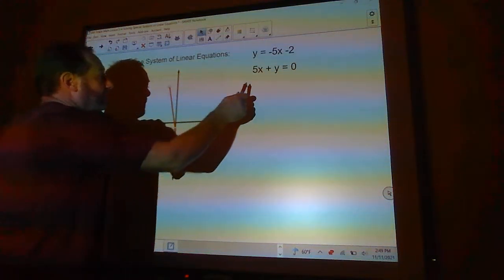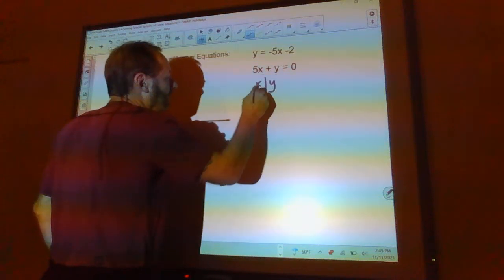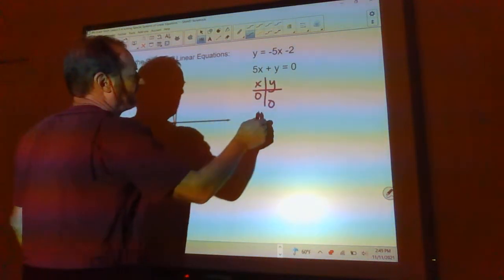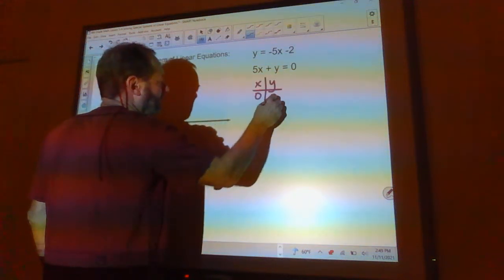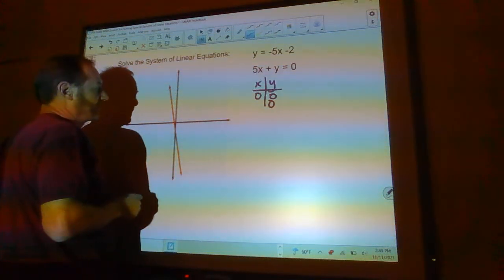Okay, now this one, I could do this with a table real quick. So, that doesn't really work because if I plug in 0, I get y is 0. So 0, 0. So that's going to go through the origin. This is not a good one to graph.